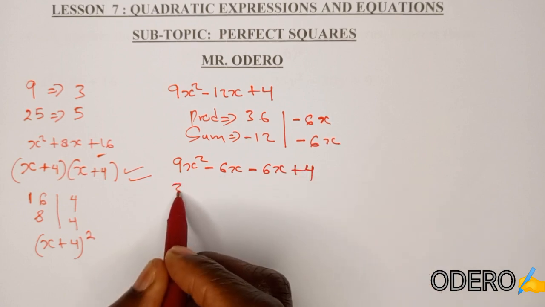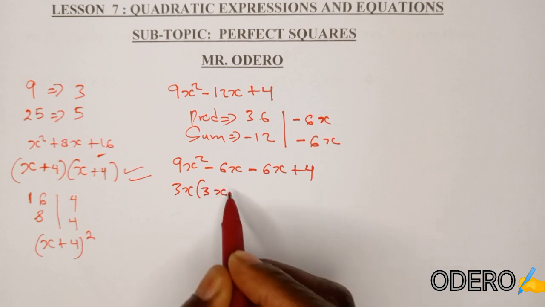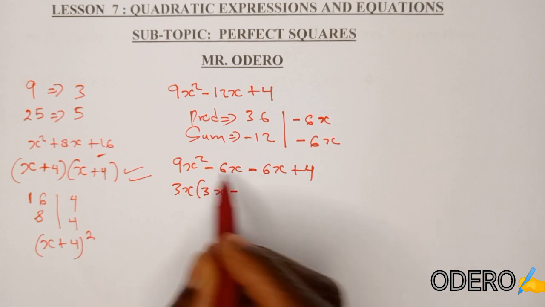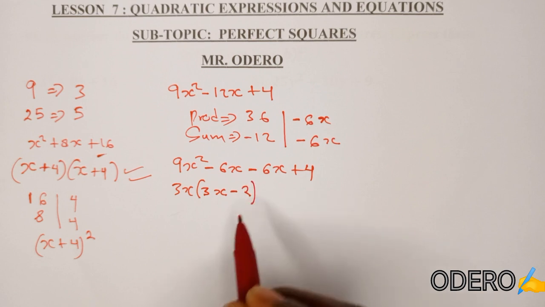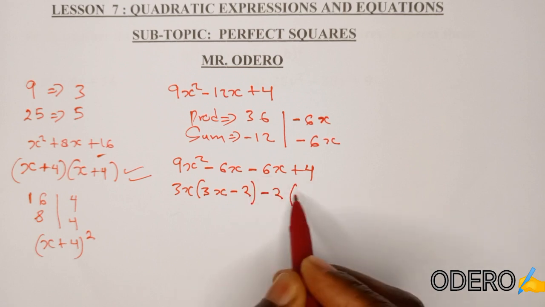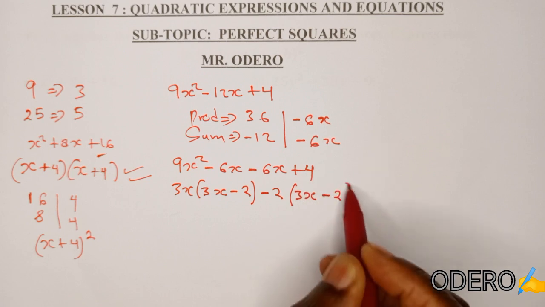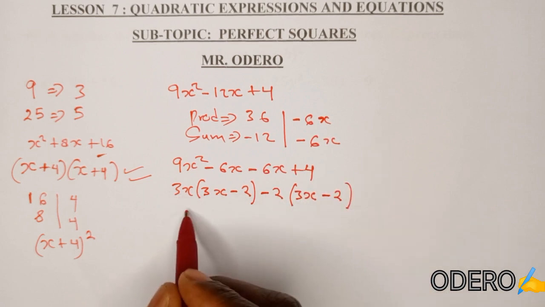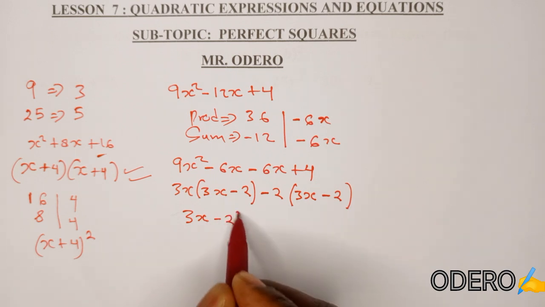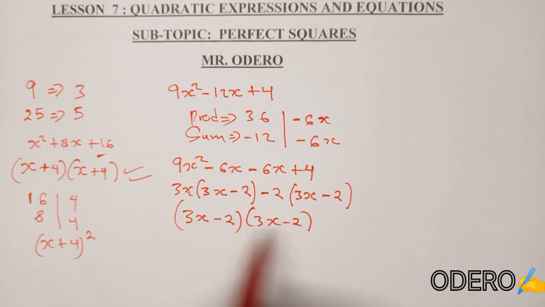Whatever is common here is 3x. Factor it outside, you're going to remain with 3x minus 2 inside the bracket. Then whatever is common here is minus 2, so inside you're going to remain with 3x minus 2. If you put this under one bracket, you're going to have 3x minus 2 and 3x minus 2. You see these two expressions are the same, so you can write it as 3x minus 2 squared.